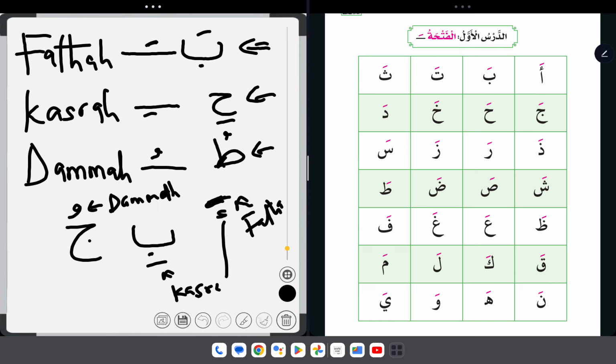This is Kasra. And this is Fatha. Fatha comes on top of a letter. Kasra comes at the bottom. And Dhamma is like a small vowel that comes on top of a letter. So the next thing is to know how a letter sounds when it carries any of these vowels.